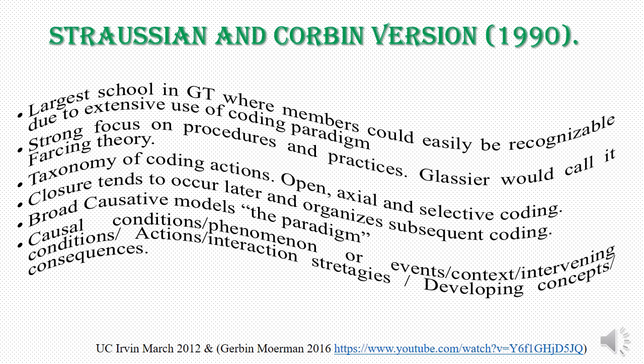Dear students, just keep in mind the details given in the previous two slides where I discussed the Glaserian version. If you keep those points in mind, you would be in a good position to compare it with the Straussian and Corbin version which emerged in 1990. This is actually the largest school in grounded theory, where members are easily recognizable due to extensive use of coding paradigm. They use lots of code.